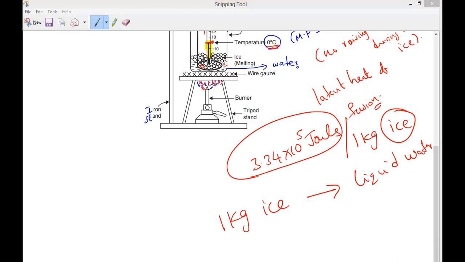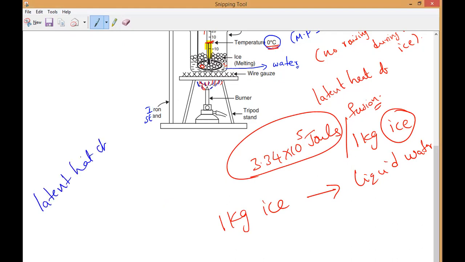So we can say, what is the latent heat of fusion of ice? Anyone can tell me? What is the latent heat of fusion of ice? Fusion of ice, which equals how much, guys?